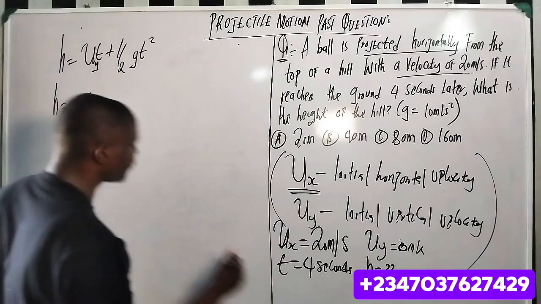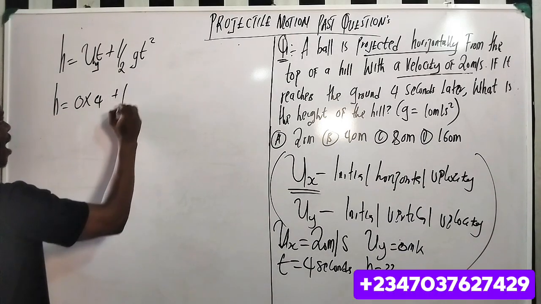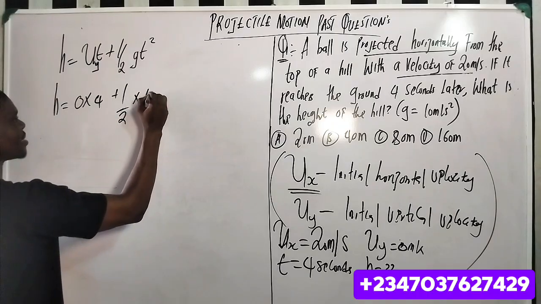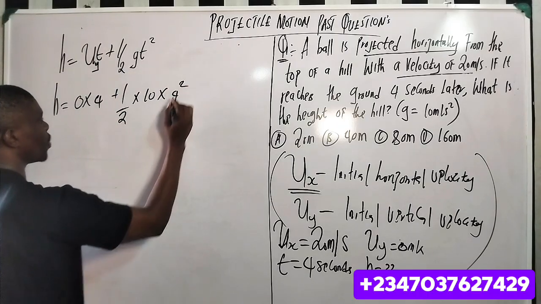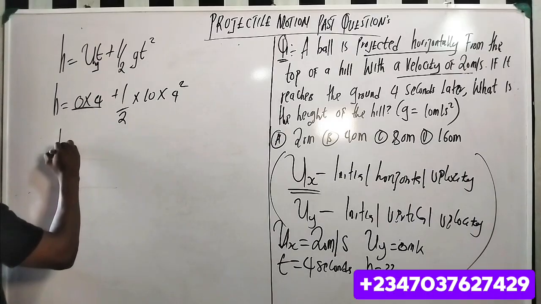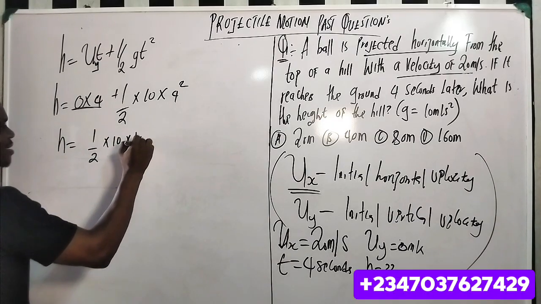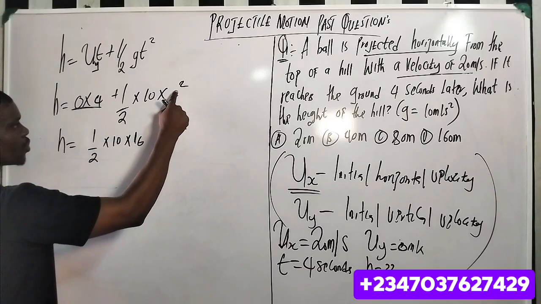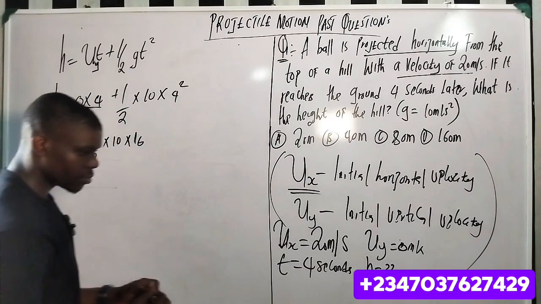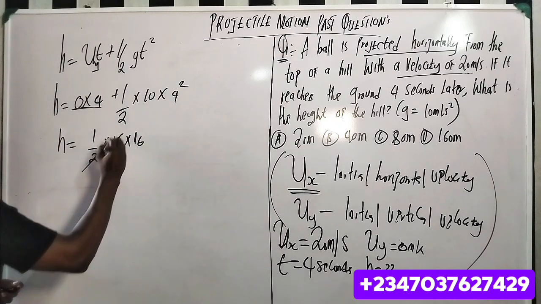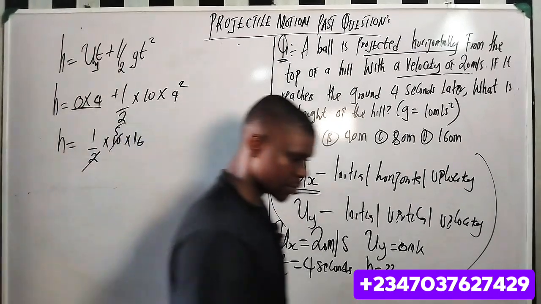So it's going to be h equals 0 times t. t is 4. Remember, 0 times t is 0, plus half times 10 times 4 squared. So here we have h equals half times 10 times 16. Why is it 16 here? Because 4 times 4 is 16. So here we have 5 times 16.